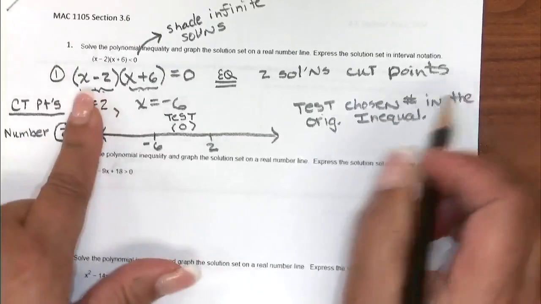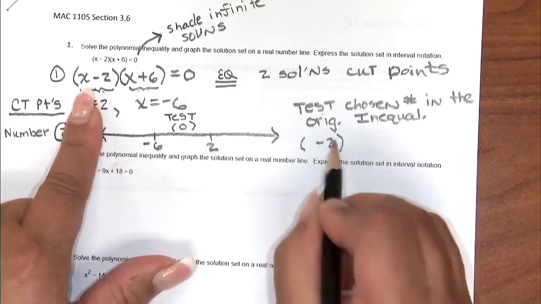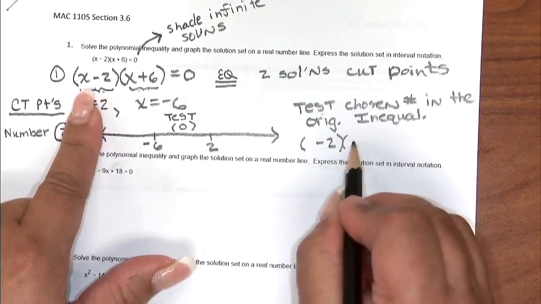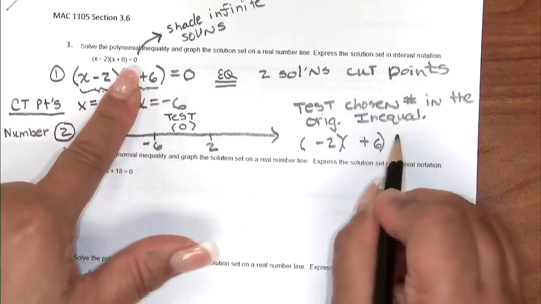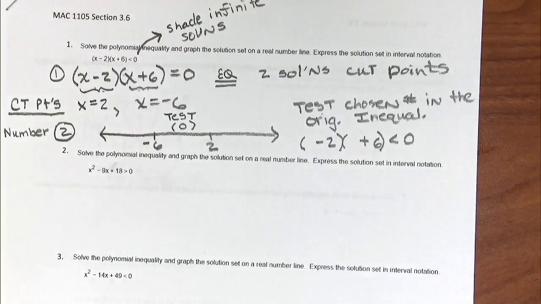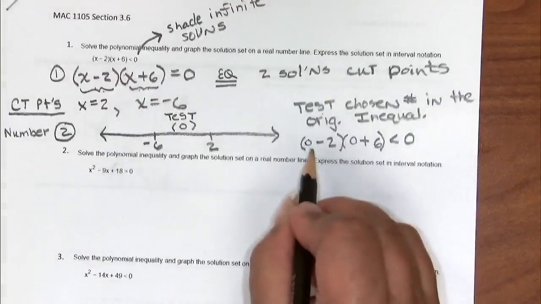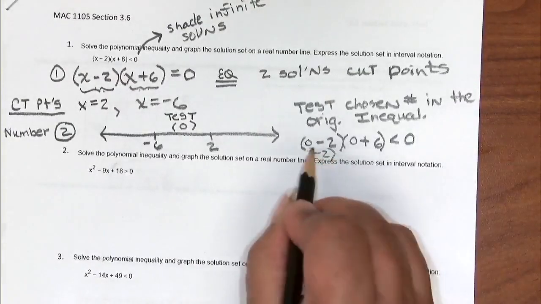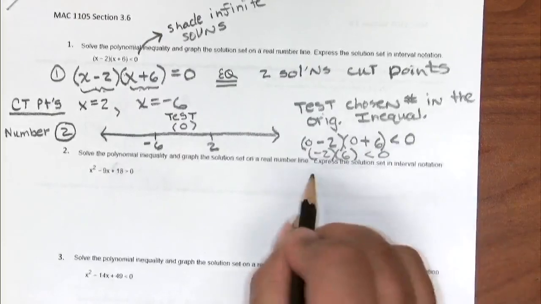Okay, so my original inequality was something minus 2, and you're going to put the test point in there, something plus 6. And it should be less than 0. If the numbers in the middle are truly solutions, and if they are, I'll shade them, then I should get a true statement here. Okay, go put your test point. I chose to test 0. That means I'm going negative 2, because 0 take away 2 is negative 2, times 6. I get a negative 12.